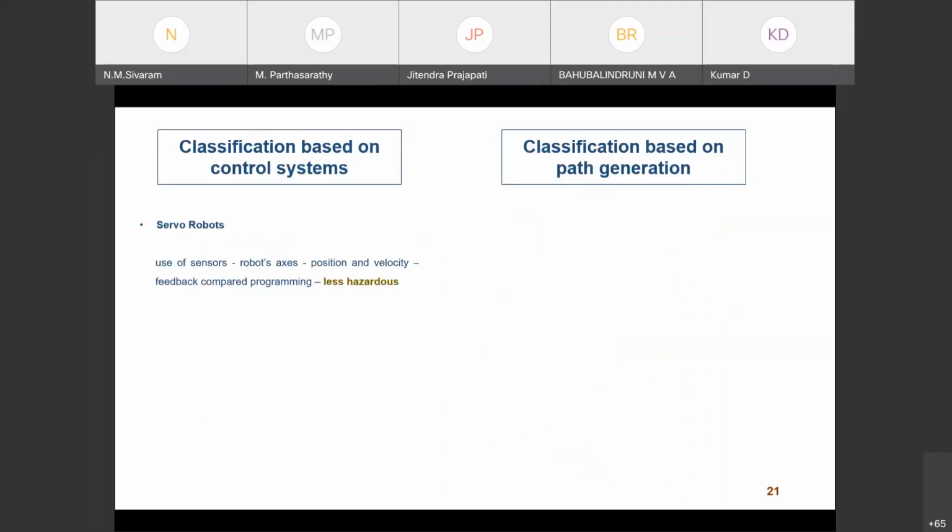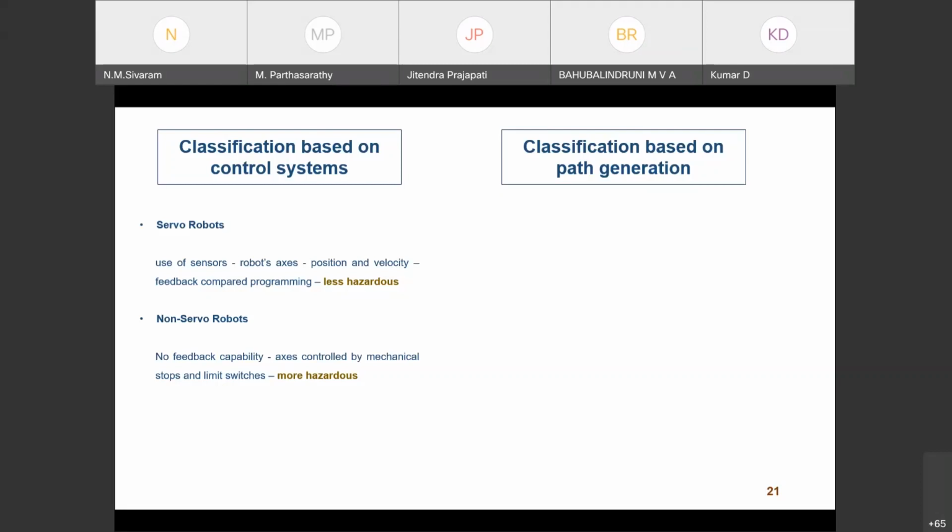The classification based on control systems. The two control systems given for the robot are servo robots and non-servo robots. Servo robots use sensors. The sensor will sense the robot's axis, the position and velocity of each manipulator or end effector, and the sensor will give the feedback to the programming.